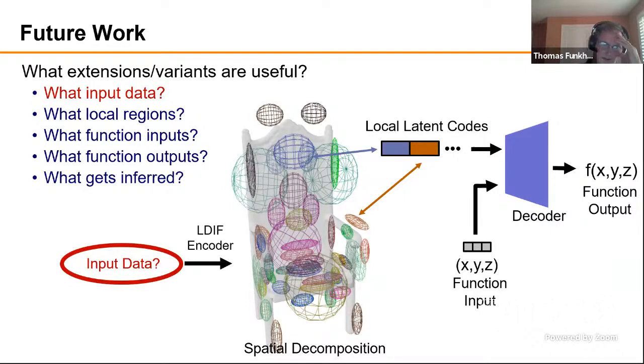So far, I described results only for autoencoding. So the input is a 3D shape and you're just trying to reproduce it. So that's just trying to represent a shape as efficiently, as accurately as possible. And then inference from posed depth images, which is a real application, but then you need to know the pose of the image. So that's what I've done so far.